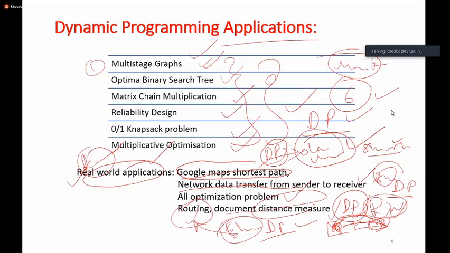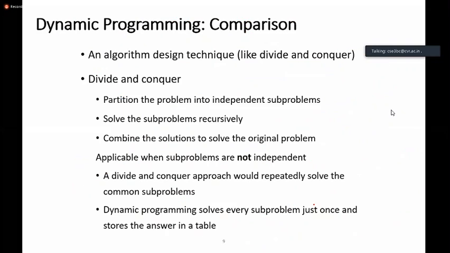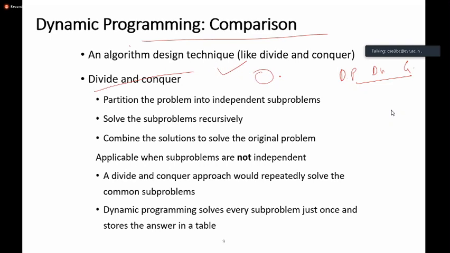These are the different applications where we are going to use dynamic programming. And the comparisons, I already explained: the major comparison is DP versus divide and conquer and the greedy method. Only three methods. In divide and conquer, I already told you, you divide into independent subproblems, solve them, and combine them.